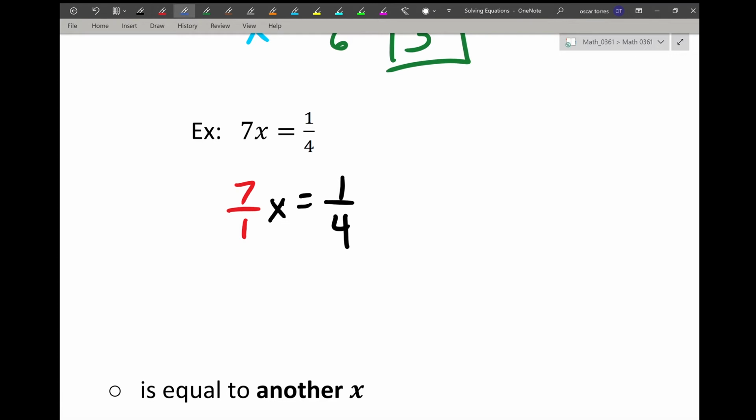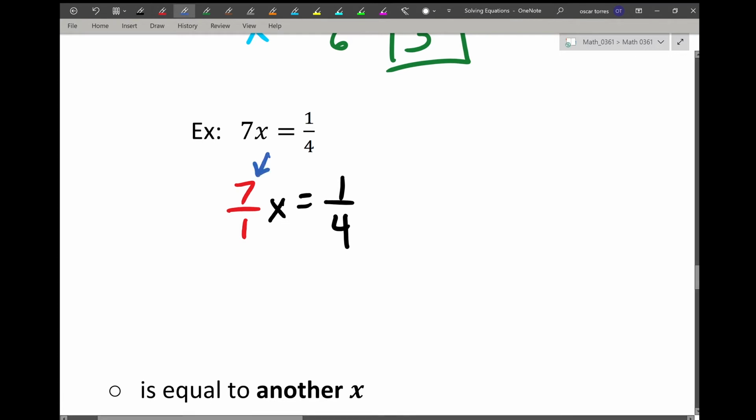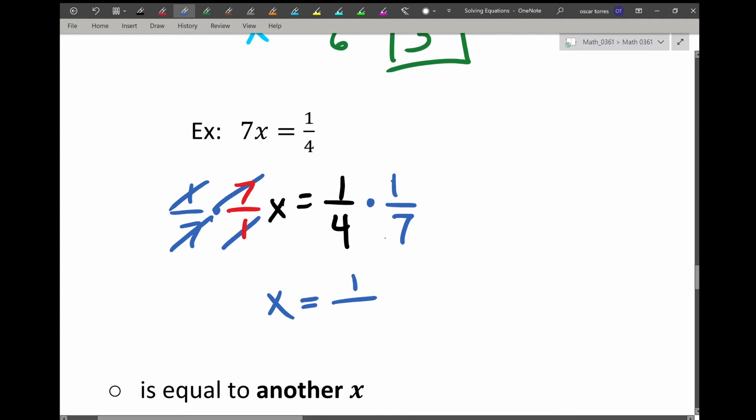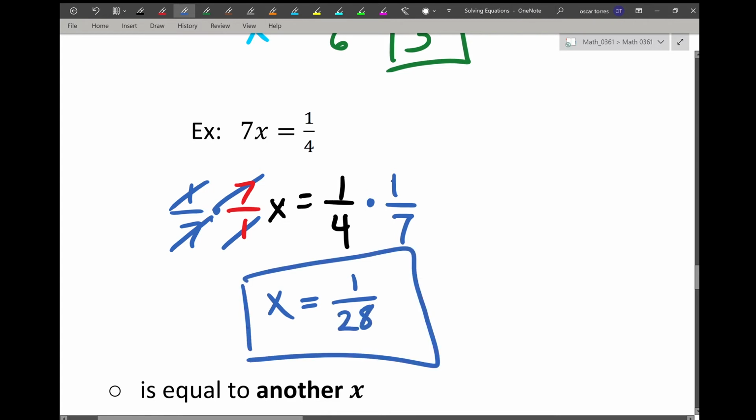The second step, to get rid of that fraction, we can do by multiplying both the left and the right hand side by the reciprocal of 7 over 1, which is 1 over 7. So if we do that, the 7's go away on the left side and the 1's go away. It leaves me with the x. And on the right hand side, we get 1 times 1 in the numerator, which is a 1, and 4 times 7 in the denominator, which is a 28. So my final answer ends up being x equals 1 over 28.